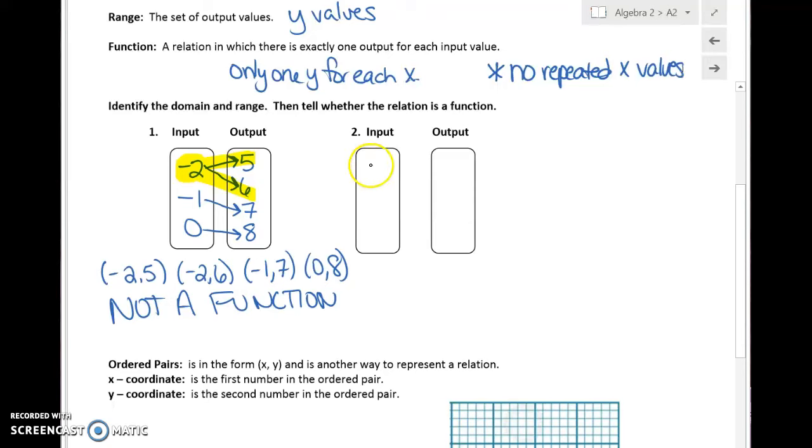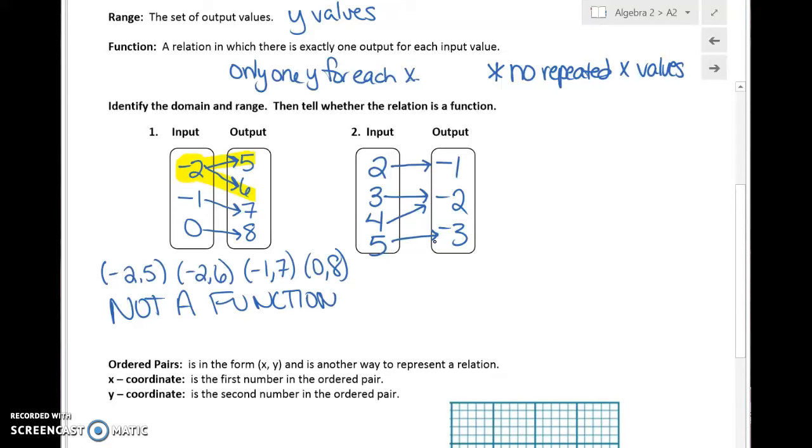All right, here's another relation. If you're writing these mapping diagrams and you run out of space in the little box, that's okay. Just keep going beyond it. And I'm going to do -1, -2, -3. All right. -2 maps to -1. -3 maps to -2. +4 maps to -2. And 5 maps to -3.